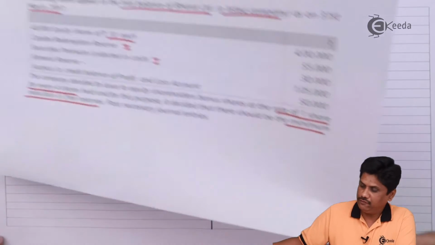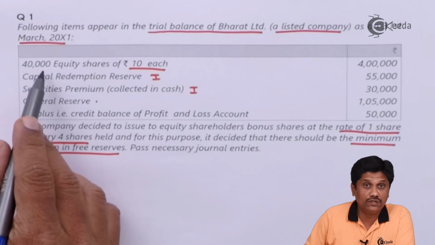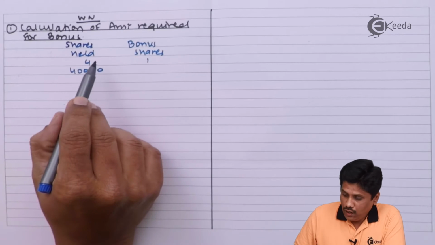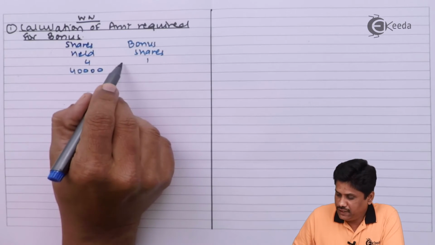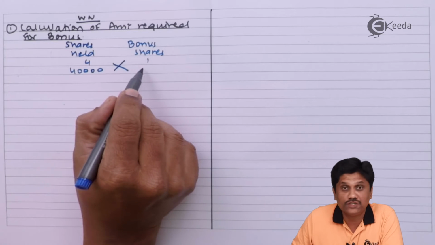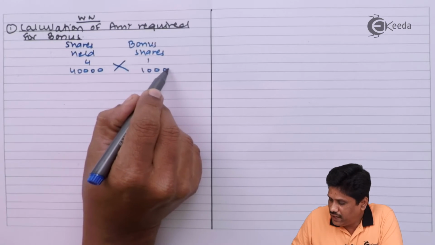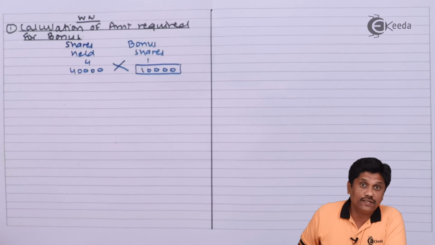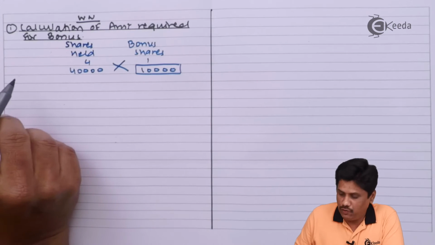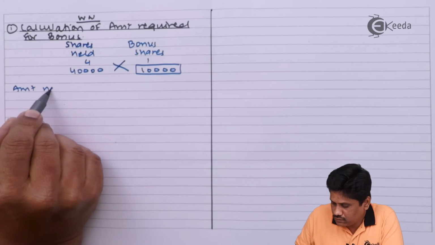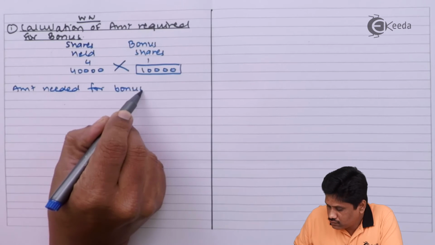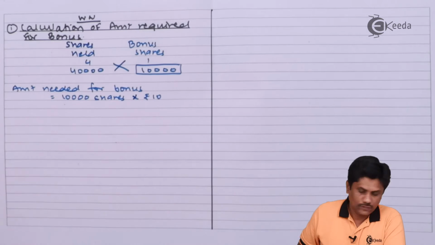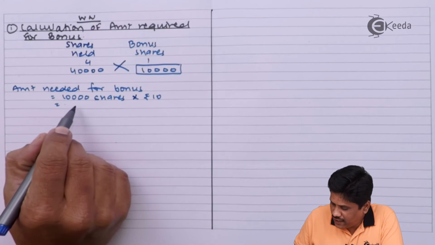How many shares do we have? Look at the question, how many shares our shareholders have? They have 40,000 shares. Based on that, how many shares will they get? If you hold 4 shares, 1 bonus share will be given. If you are holding 40,000 shares, how many bonus shares are to be given? Based on that, I come to know 10,000 bonus shares can be given. How much amount do we need for bonus? 10,000 shares into ₹10 means I need 1 lakh.